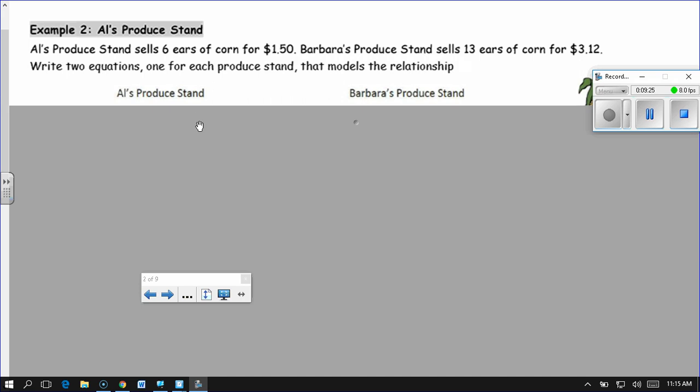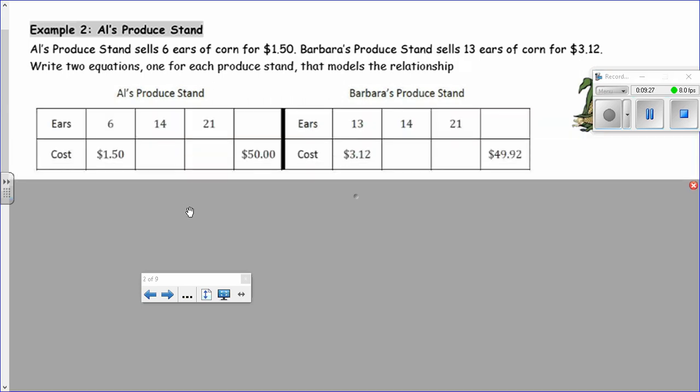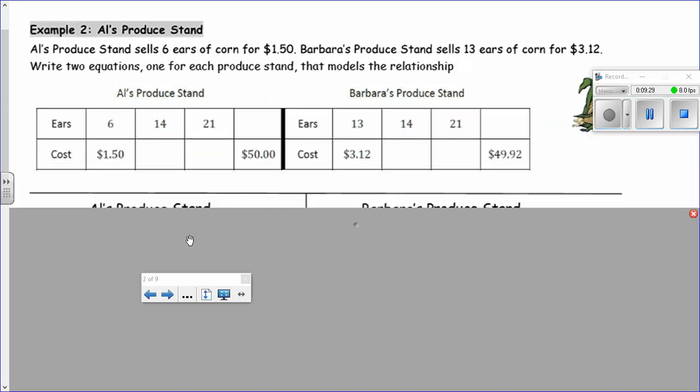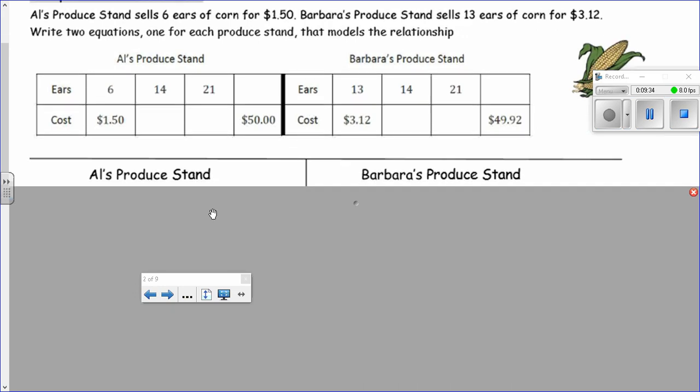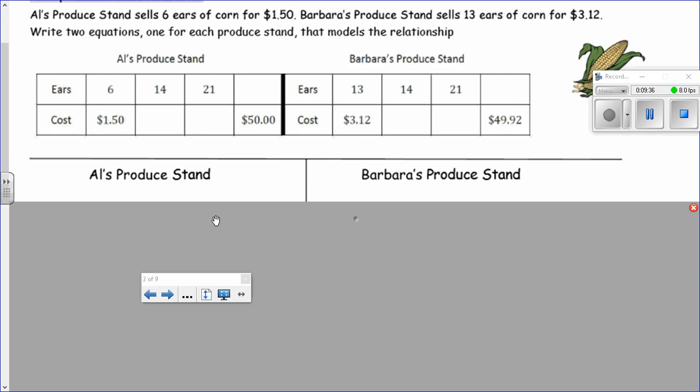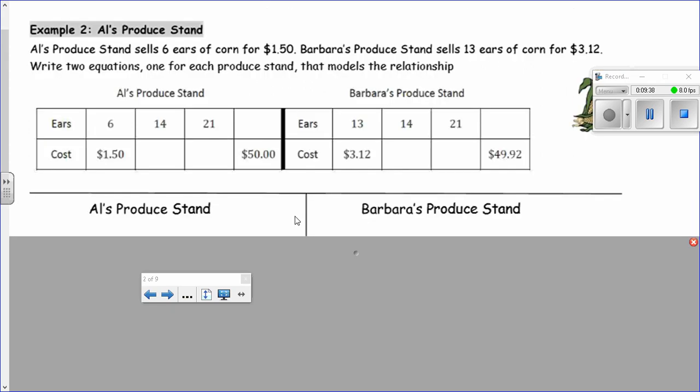At Al's produce stand, we have 6 ears of corn for $1.50. And at Barbara's produce stand, we have 13 ears of corn for $3.12. We're going to try to figure out how much each one costs per ear of corn.